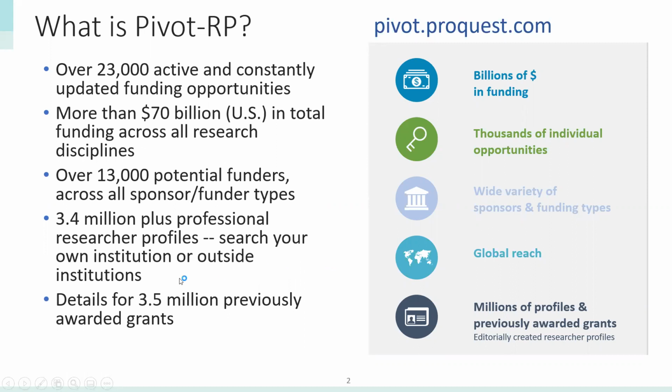And we also recently, which is a relative term, within the last year or so, added a new database in Pivot called Previously Awarded Grants. It doesn't help you find new funding opportunities, but can inform you as to where the money went in the past. And that might help you in your thinking about applying for a new opportunity.